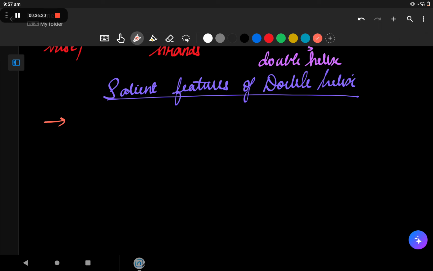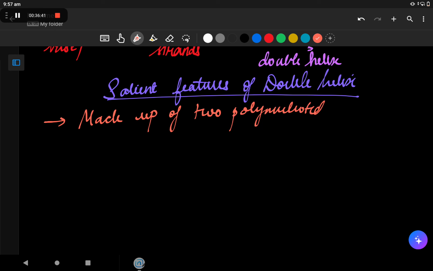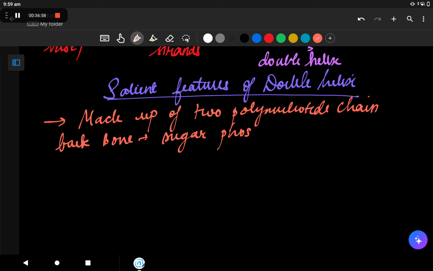It is made up of two polynucleotide chains. I already told you it is made up of two polynucleotide chains where the backbone is constituted by, what is the backbone? Constituted by sugar phosphate polymer, and the bases are inside.